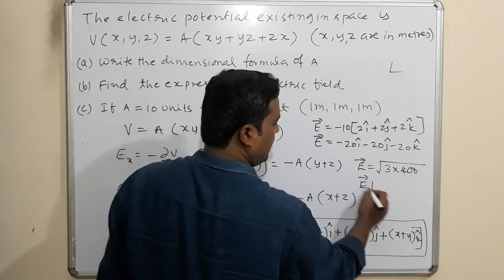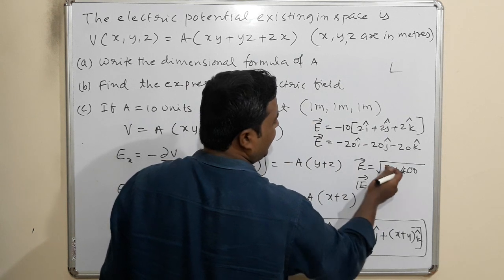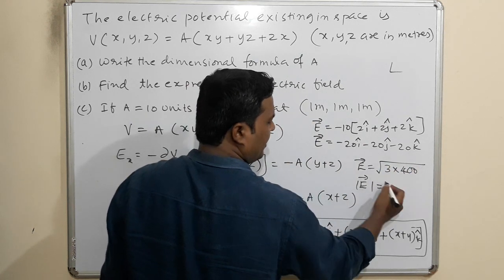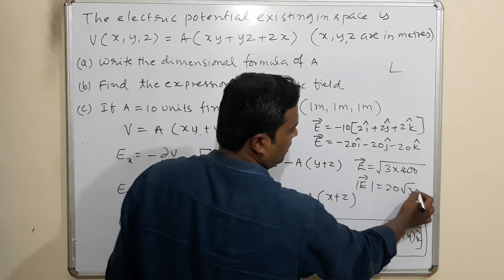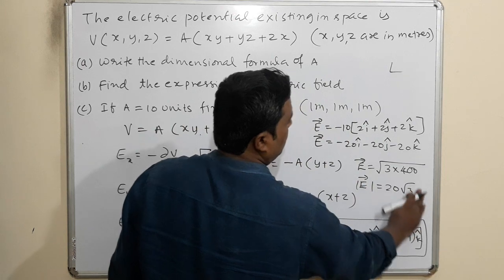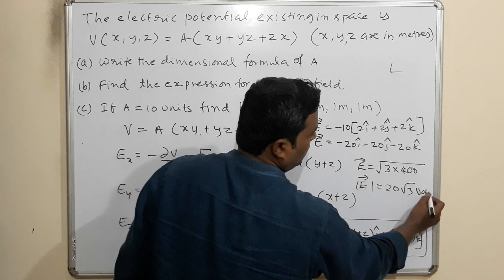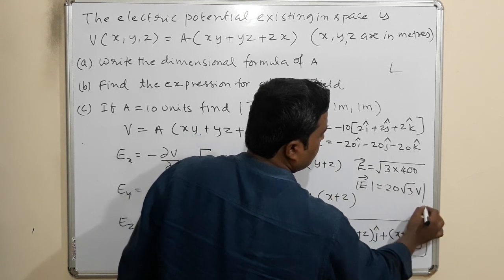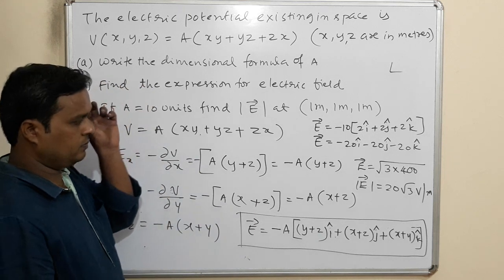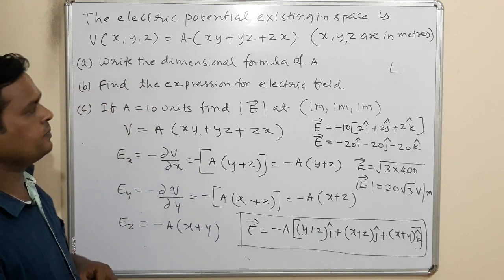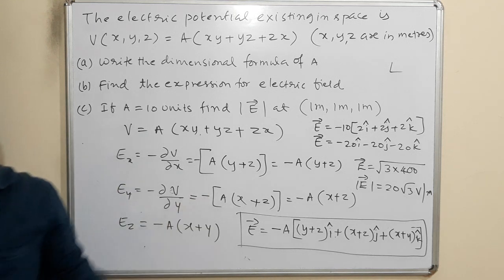Then I can write the E magnitude is equal to the square root of 3 into 20 square. Take 400, the root is 20. It will be 20 root 3 Newton per coulomb, or whichever unit you will use. Since the potential is given, this will be volt per meter. According to this relation, the unit of potential is volt per meter. Understood? Make a note of this example.